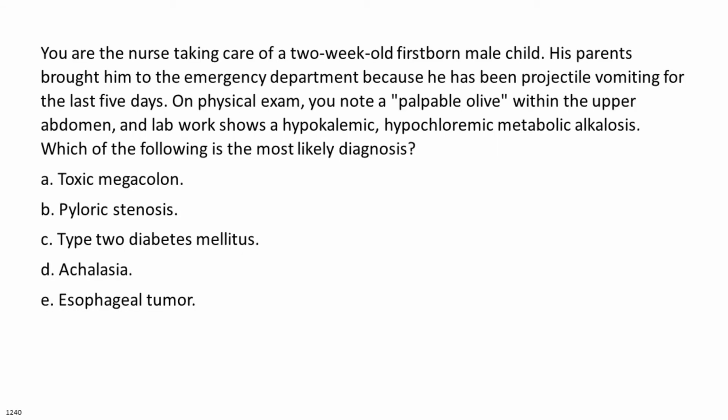You are the nurse taking care of a 2-week-old firstborn male child. His parents brought him to the emergency department because he has been projectile vomiting for the last 5 days. On physical exam, you note a palpable olive within the upper abdomen, and lab work shows a hypochloremic metabolic alkalosis. Which of the following is the most likely diagnosis?